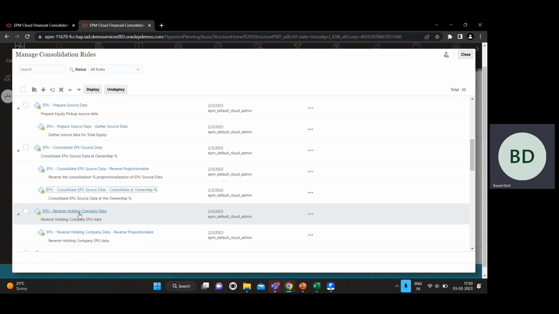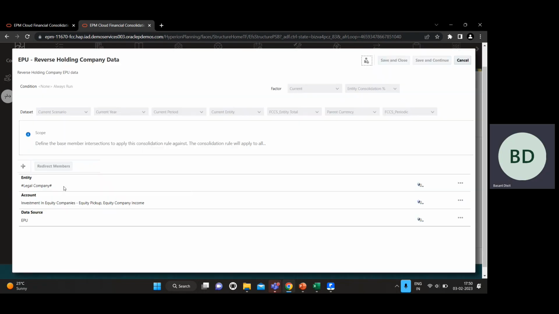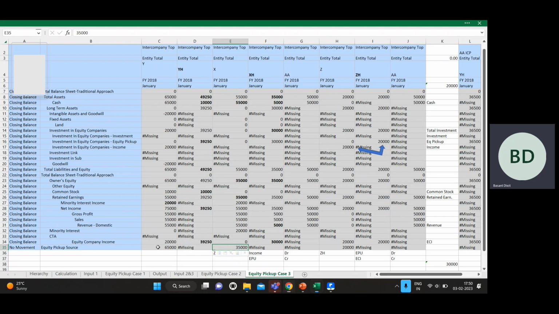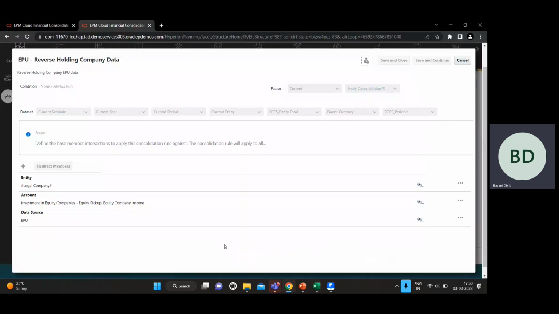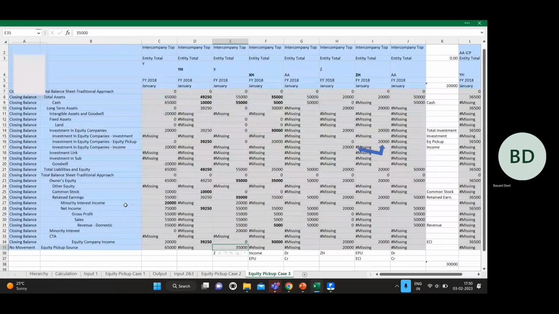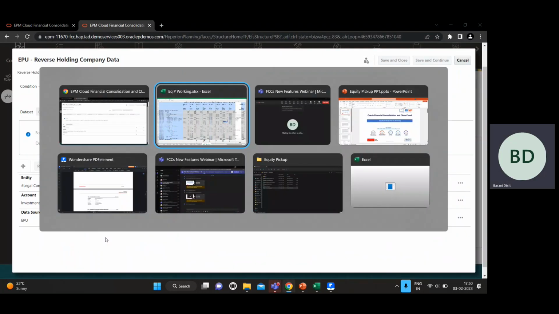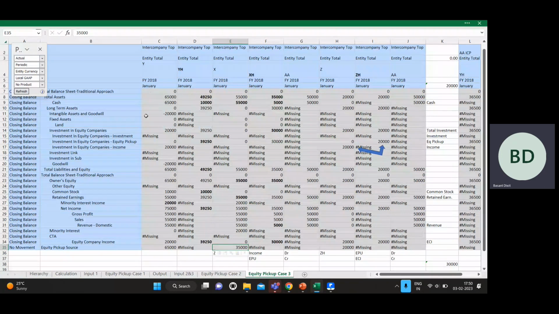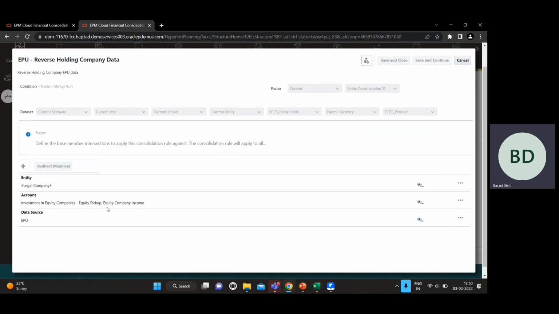And we have the third rule, that is reverse company data, holding company data. So this is how whatever is coming in the equity pickup source is redirected to this account. At the C level, you can see we have the equity pickup amount, and it is reversing at the C level. So with this rule, it is being done.